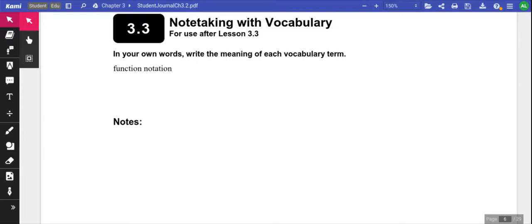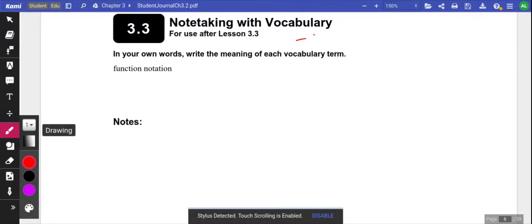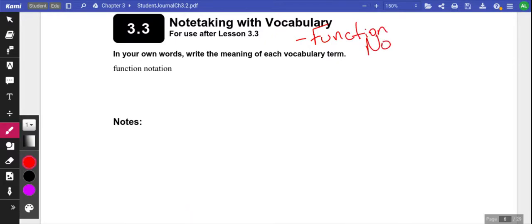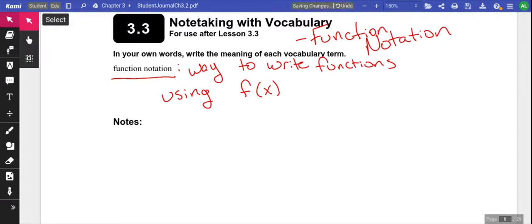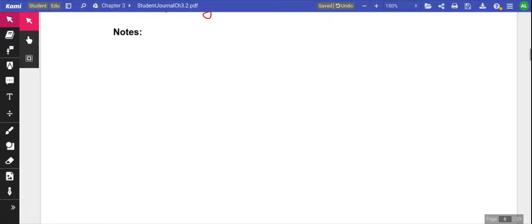Okay, so today we're talking about function notation. Function notation is a way to write functions using, I'm going to say, f of x. Okay, and I'll explain to you what that means here in the notes. We are on page 71 here in your student journal.